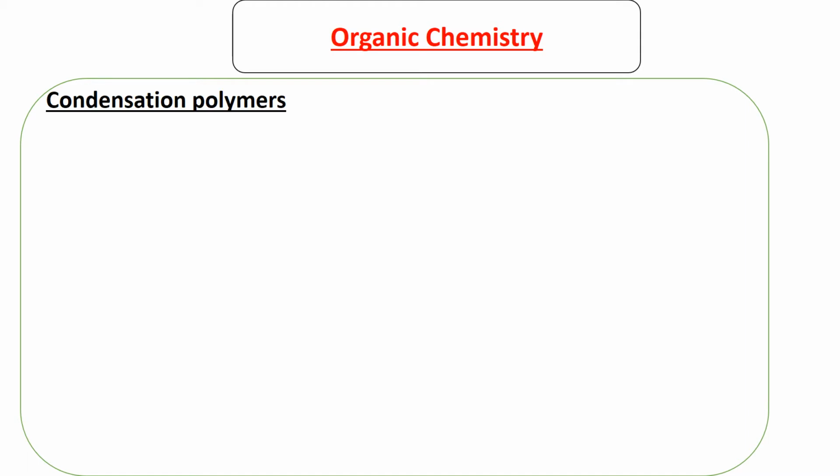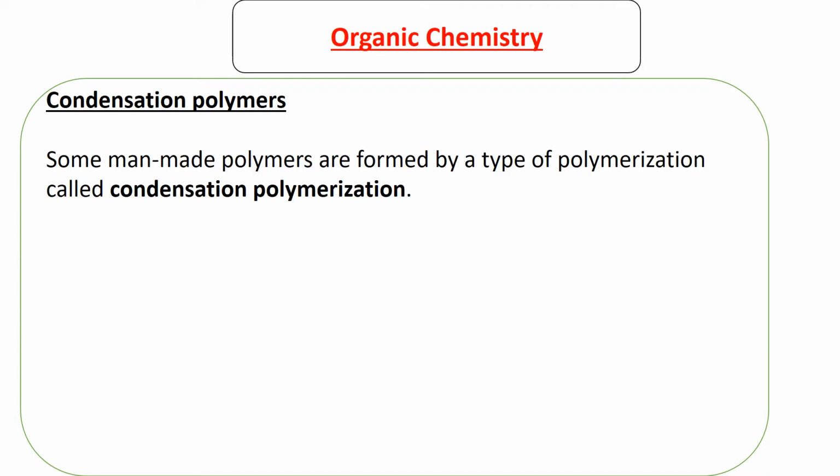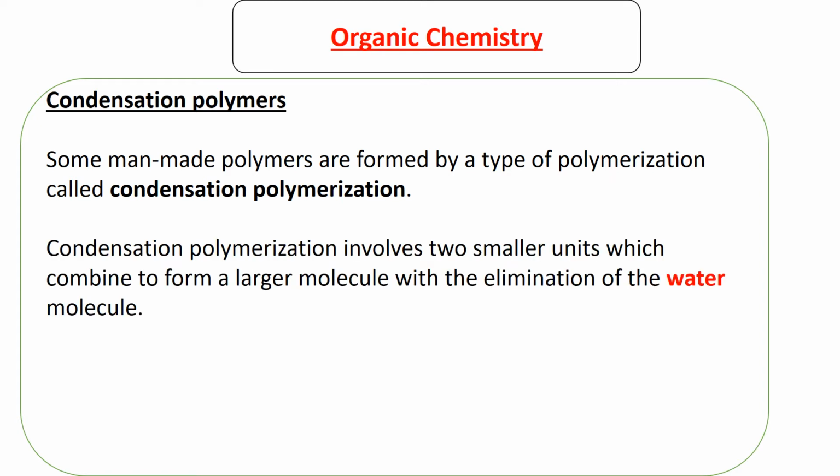So the first important point, or maybe the general point about condensation polymers, is that some man-made polymers are formed by a type of polymerization called condensation polymerization. Condensation polymerization involves two smaller units which combine to form a larger molecule with the elimination of the water molecule. So remember the process of condensation as a change of state. Whenever condensation has occurred, we expect a gas to become a liquid. So this process is called condensation polymerization because water appears, just like in the process of condensation as a physical change.